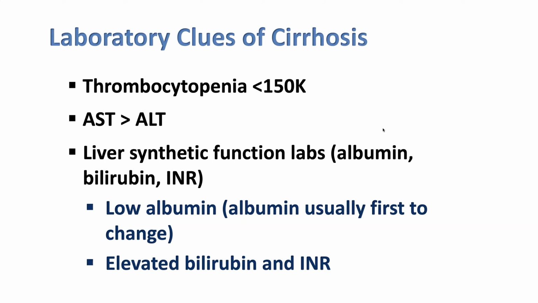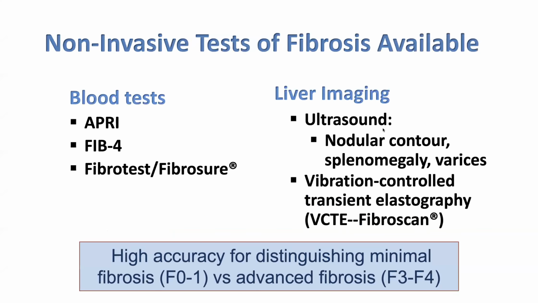So in somebody who has chronic hepatitis C but does not have cirrhosis, the ALT is greater than AST. But as they move towards cirrhosis, that ratio flips and their AST becomes higher than their ALT. So that's another clue. So these get put together into non-invasive ways that we assess for cirrhosis, no cirrhosis.